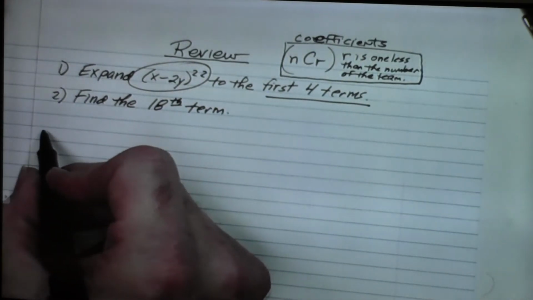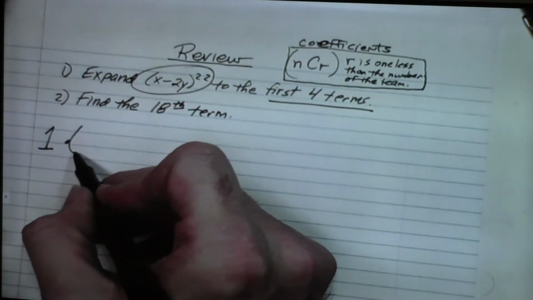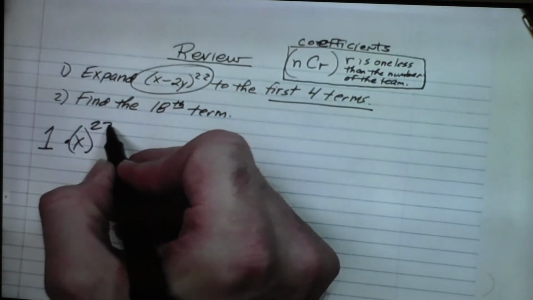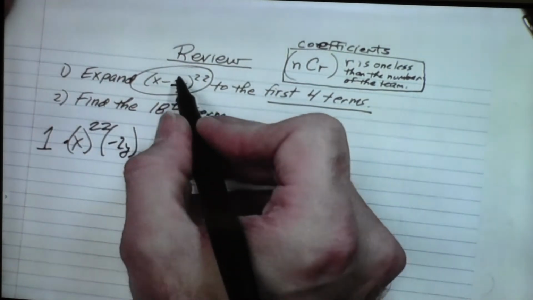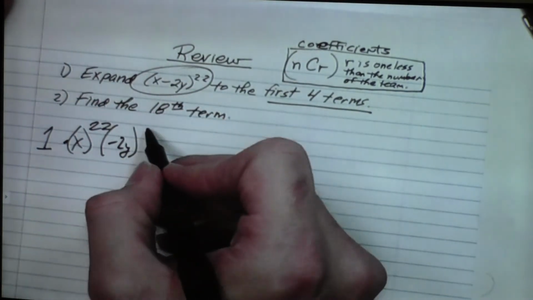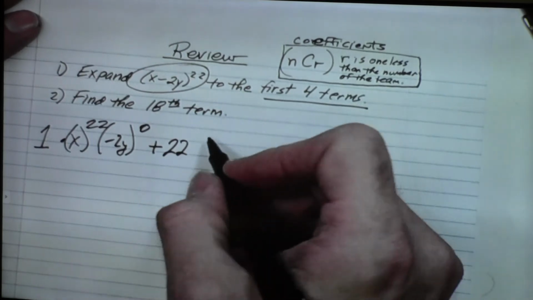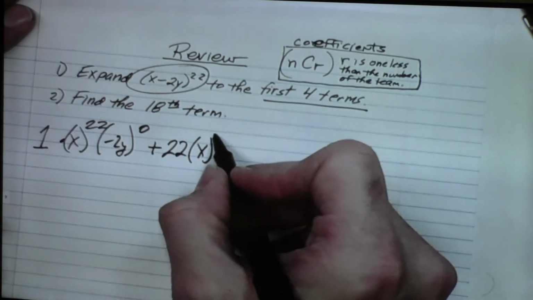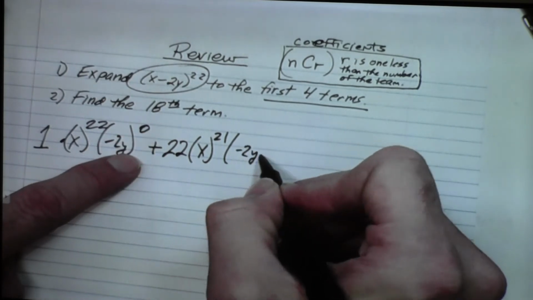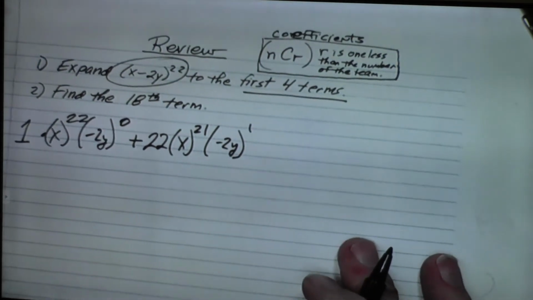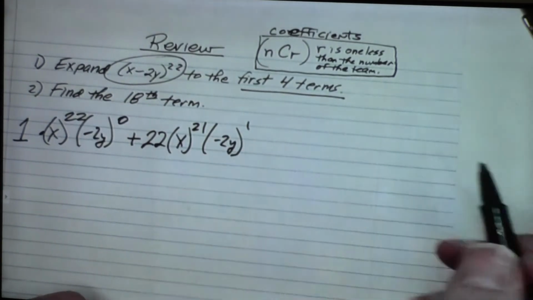So the first term is always the number 1 times the x raised to the full number of exponents, and whatever is in the y place raised to the 0. Plus the 22, 1 less here, and 1 more there. I'll calculate that out in a moment, because now we're going to have to use that -2 and multiply it to the 22.